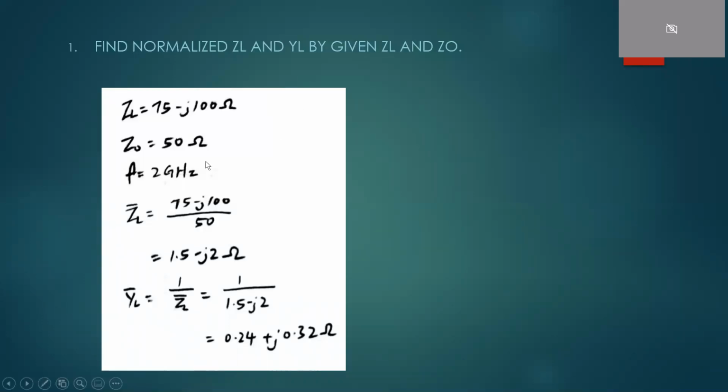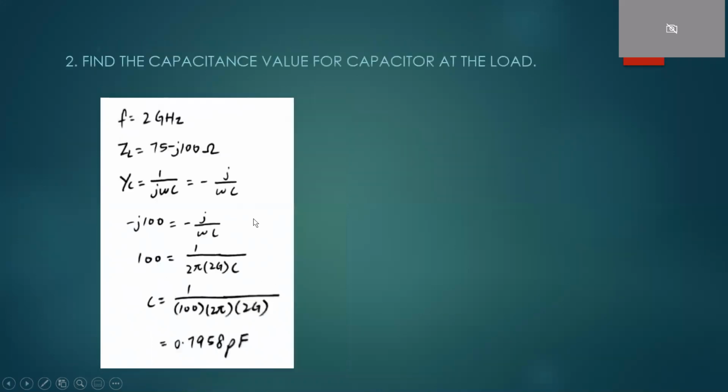As you can see here, to normalize, we just use the load impedance divided by the 50. It means ZL divided by Z0. Then we get 1.5 minus j2 ohm. And then for the YL, it is 1 over the normalized ZL. Then we get 0.24 plus j0.32 ohm. This one is our YL.